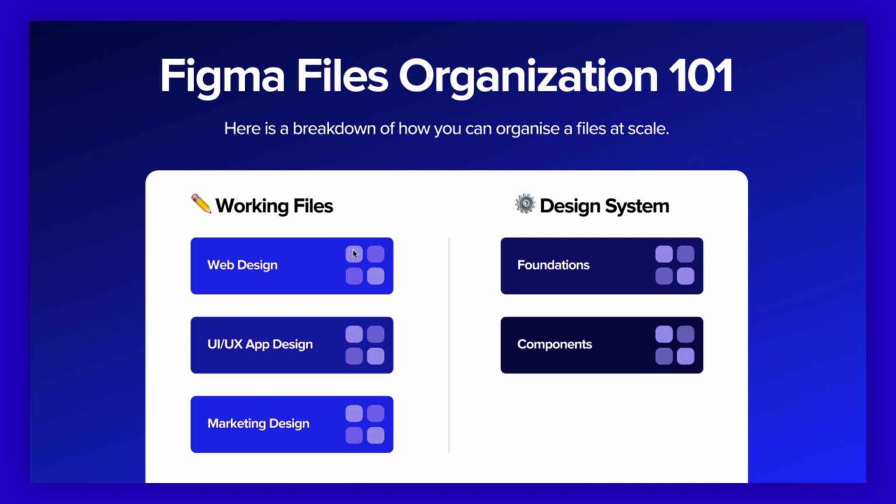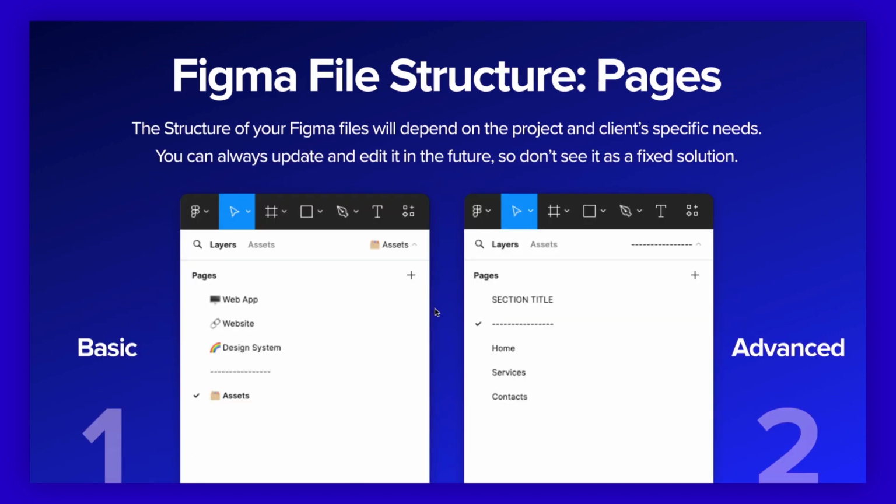And again, I added these rectangles here to symbolize that you can have multiple files whenever the project requires it. You can create nested versions of a main file as well. So keep that in mind whenever you're working on the file organization overall. Now the next part is going to be the actual Figma file structure, and we're specifically talking about pages.